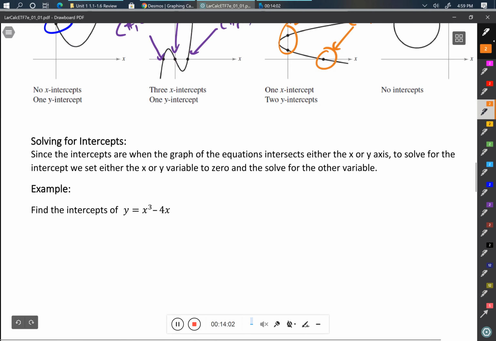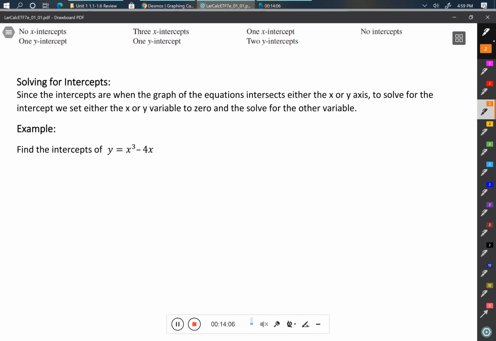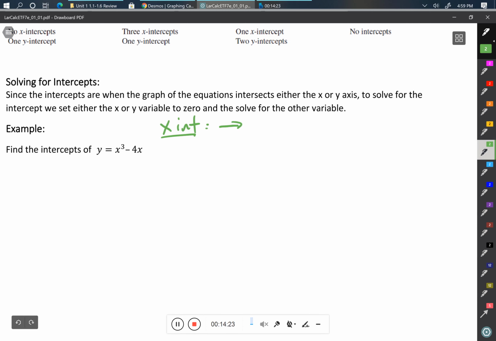So how do we solve for intercepts? Well, the way that we solve for intercepts is we look for those places where it crosses. If we're looking for x-intercepts, well, what does it mean to find an x-intercept? An x-intercept is where it crosses the x-axis. If it crosses the x-axis, then that means that y must be equal to 0. And so what I'll do is I'll put y as 0 in the equation and then solve for x.